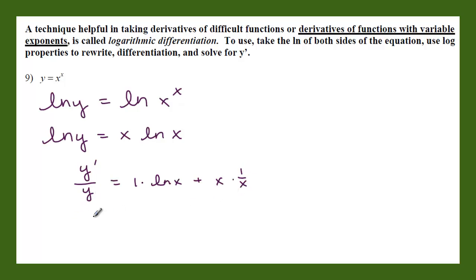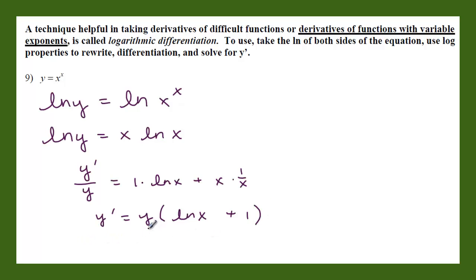Okay, now we want to solve for y prime, so we'll multiply both sides by y, and we get y prime is equal to y times the quantity natural log of x plus x times 1 over x, which is just 1.